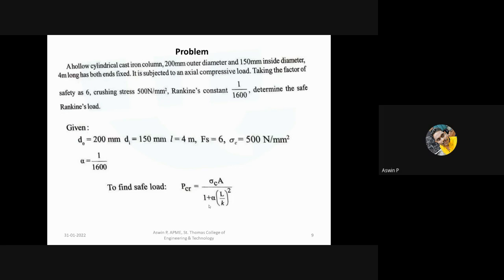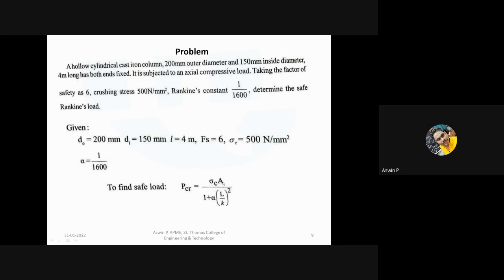Okay. Rankine's law, that is sigma C into A divided by 1 plus alpha into Le divided by K square. So you need to find each term. Sigma C is given in the problem. A is unknown to us. Alpha is given in the problem. L is not given in the problem. K is unknown to us. So you need to find all the three values, that is A, Le and K.